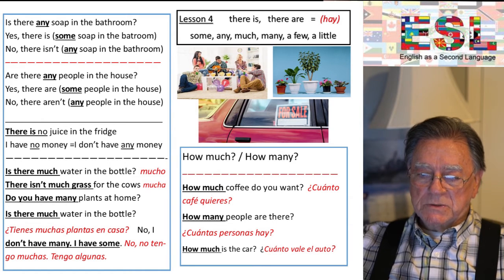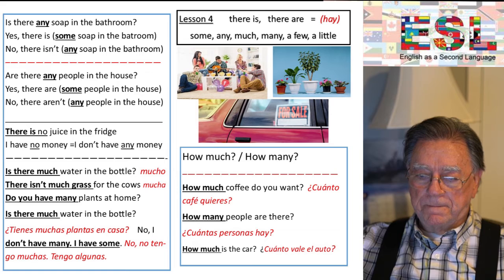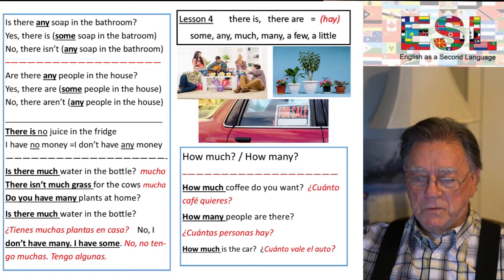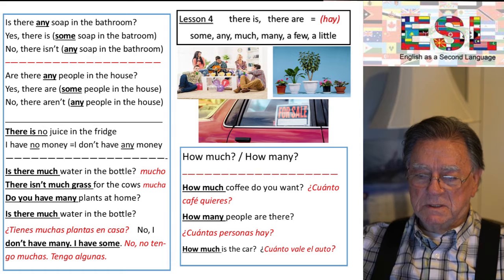All right, let's get on to how much and how many. How much coffee do you want? ¿Cuánto café quieres? How much coffee do you want? I want a full cup. Llena mi taza con café.